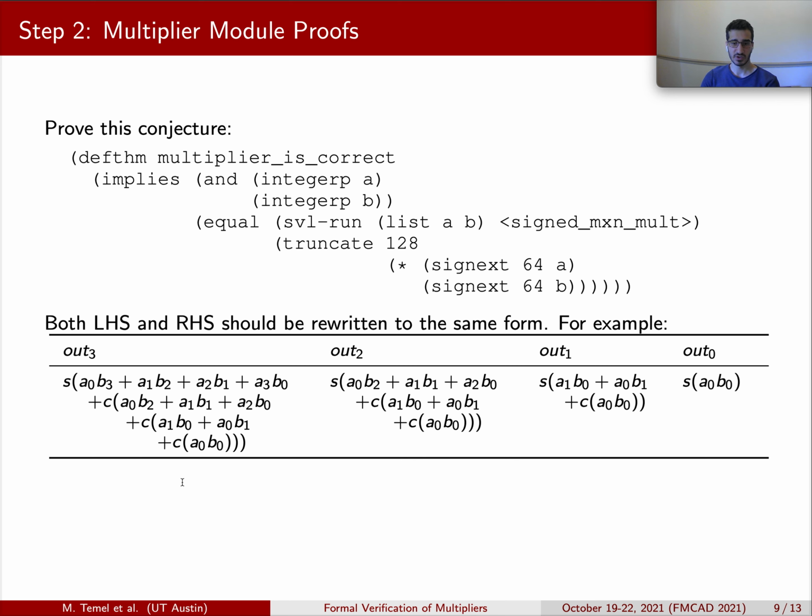Whenever we see a multiplication of 2 vectors, as given in this conjecture during our proofs, we rewrite the specification to this final form. So now let's go over the rewriting algorithm that can convert various multiplier designs, the left-hand side, to this final form.